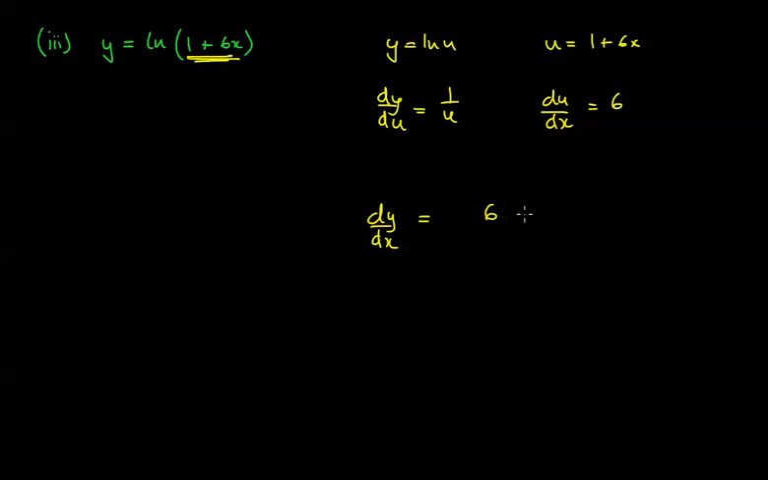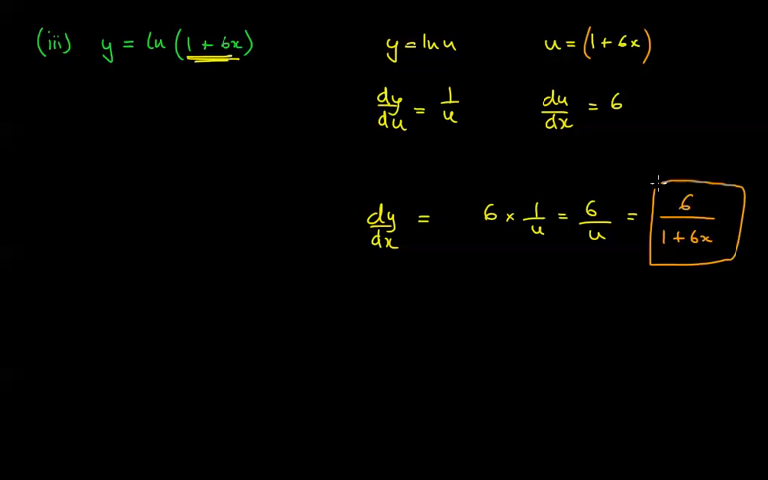6 times 1 over u, which is 6 over u. We've got to replace the u back with this, so it'll be 6 over 1 plus 6x. Unfortunately nothing cancels out here, so we're left with this. But notice we end up with whatever's inside the bracket going underneath, and what we're left with on top is the derivative of whatever's in the bracket. So there's a little thing you should look at. Let's do another one.